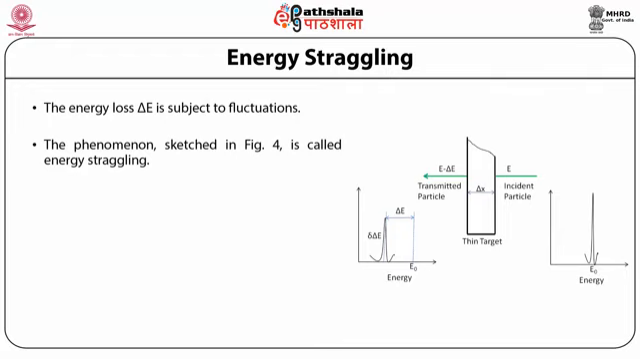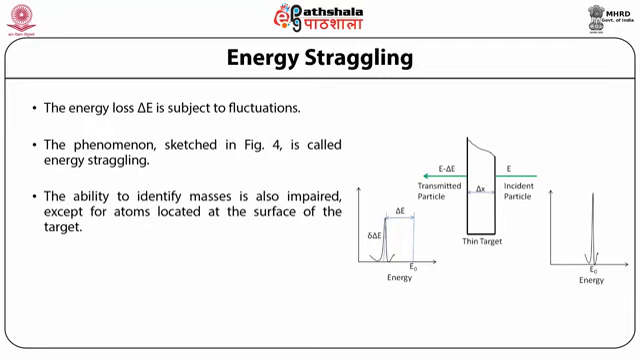Energy straggling places a finite limit on the precision with which energy loss, and hence depth, can be estimated by backscattering spectrometry. The ability to identify masses is also impaired, except for atoms located at the surface of the target.